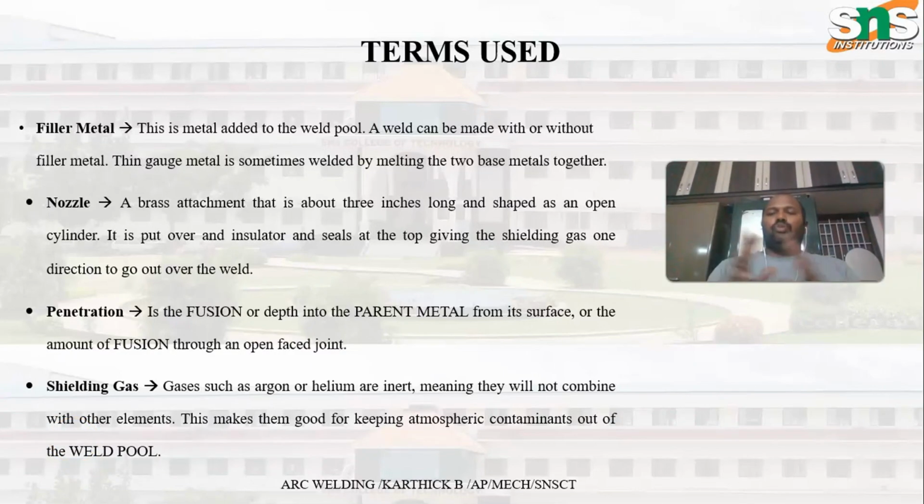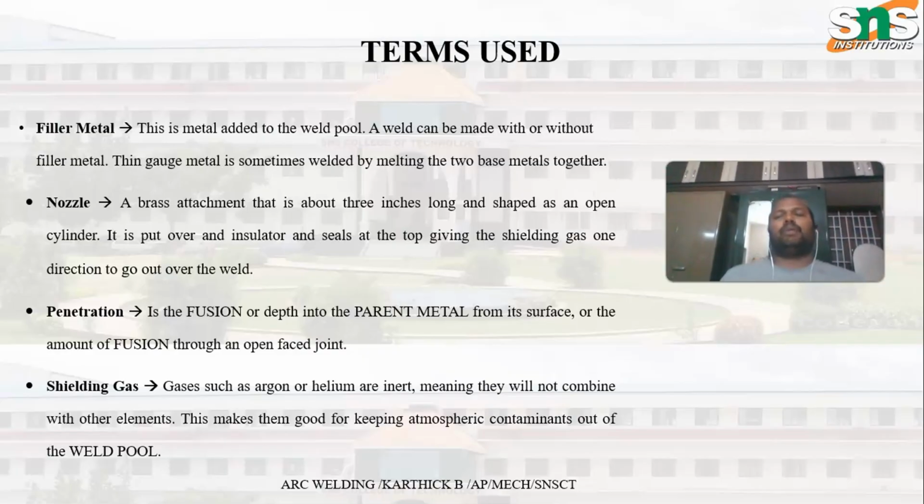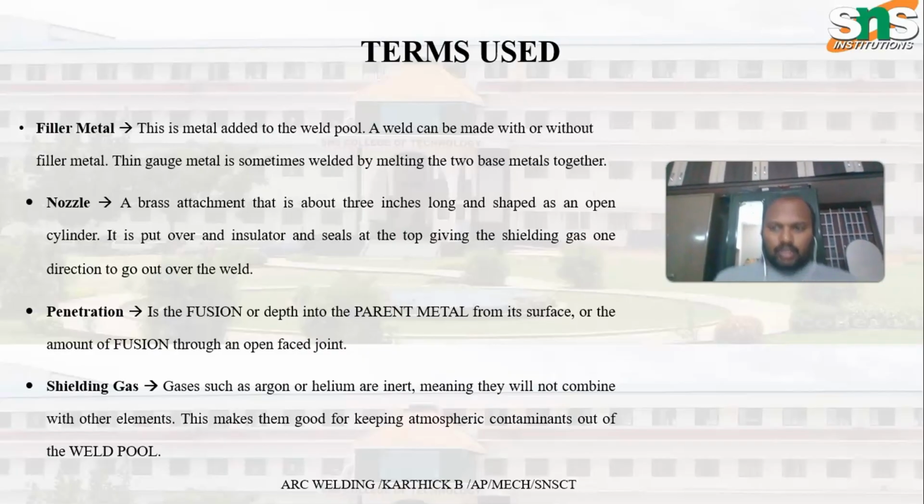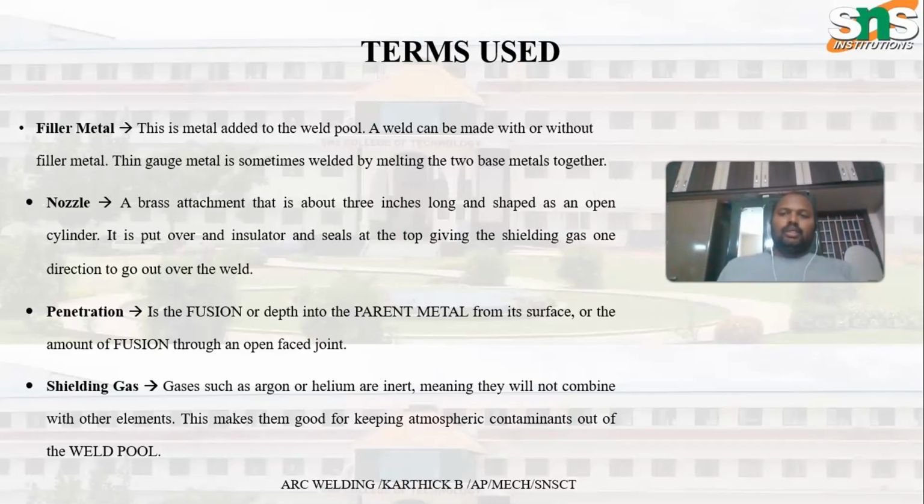In the previous video we have seen what the AWS is, and we have seen some of the basic terms that are used in the welding process. Now we are going to see the remaining terms used in the welding process. In the previous class we saw arc, electrode holder, bead and alloy. In this video we are going to see what filler metal is.